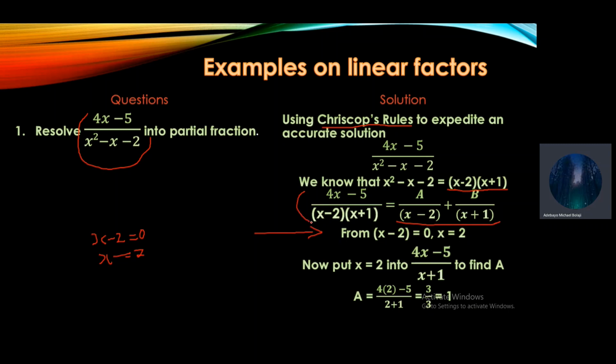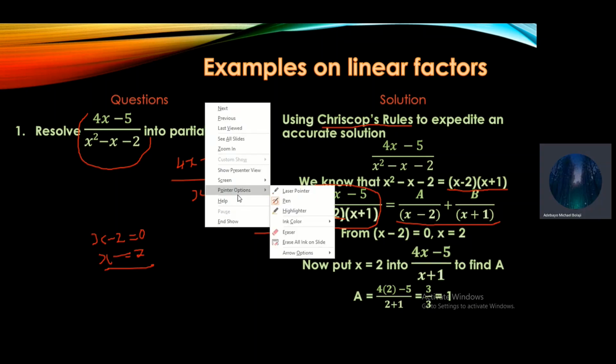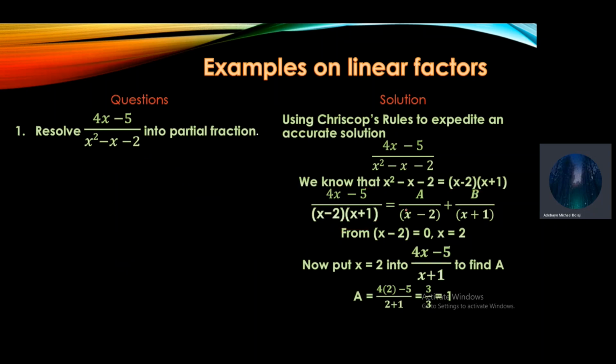Now look at this algebraic expression here. I have 4x minus 5. Then I cancel out this x minus 2 because I have used it. Cancelling out the x minus 2, what will remain? It will remain 4x minus 5 over x plus 1. Then I put the value of x equals 2 into this equation. Do we understand? Okay, let's clean up our work and let me explain again.